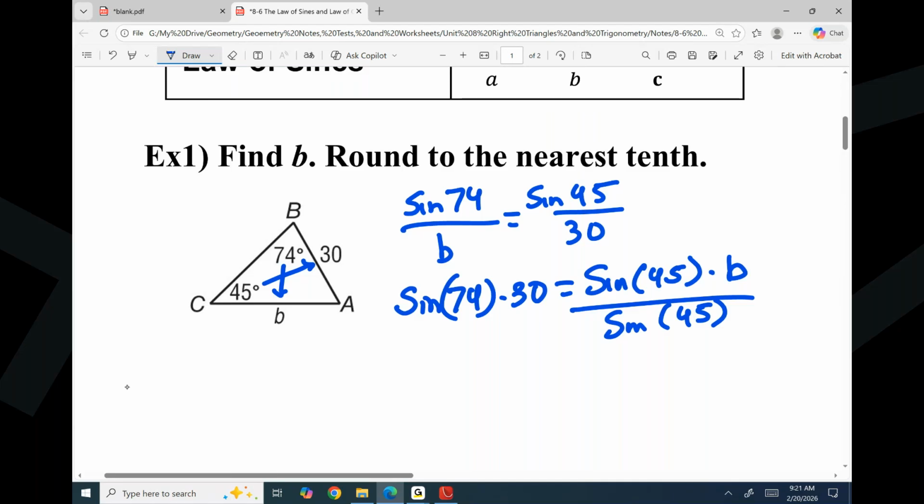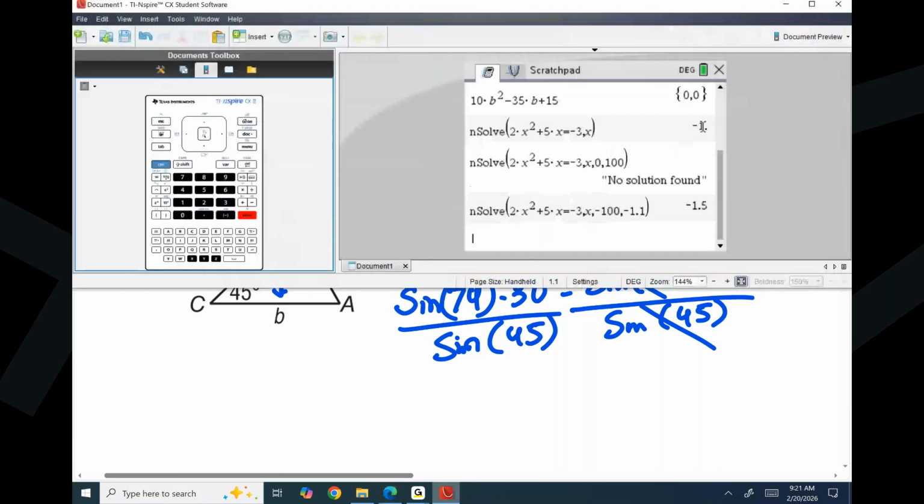And notice I didn't do any estimating. I didn't estimate as I went. I wrote it like this because now I'm canceling. So whatever that is, that's my answer. If you wanted the exact answer, that's the exact answer: the sine of 74 times 30 over the sine of 45. But if you want to estimate it to the nearest tenth, we just do the math.